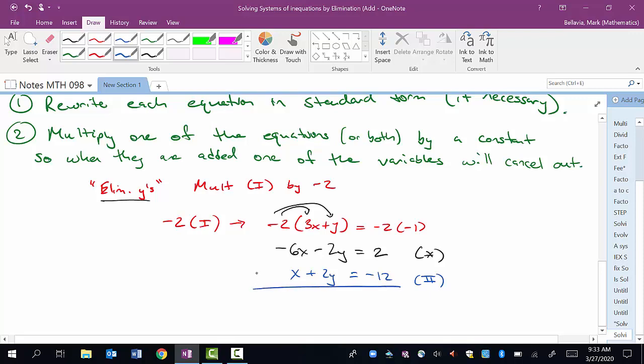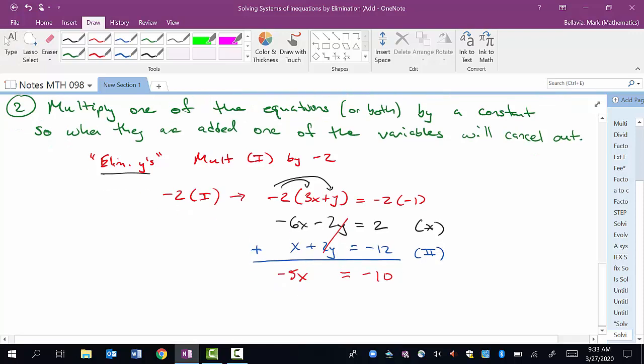And then we're going to add these. So make sure you put a plus sign and put that line there, indicating that you're going to add these together underneath. And I end up with negative 6x plus x gives me a negative 5x. A negative 2y plus 2y, well, those cancel, and they should. We chose to eliminate y's, right? So those cancel to 0y, which is just 0. The equal sign should go here, and then 2 plus a negative 12 is negative 10. All right, so we got negative 5x equals negative 10.